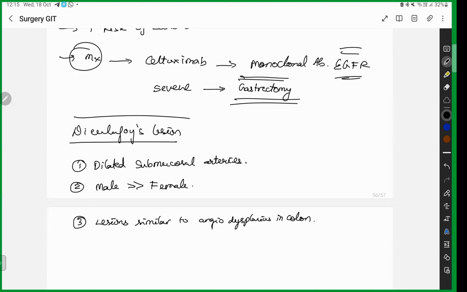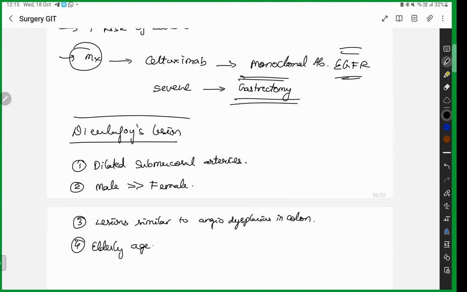And you will also see this most commonly in the elder age group. This is a dilated submucosal artery, which is most commonly present in the male. I want you to remember, most commonly present in the male than your females. Lesions are going to be very similar to that of angiodysplasia in colon, and this is going to be present in the elderly age group.